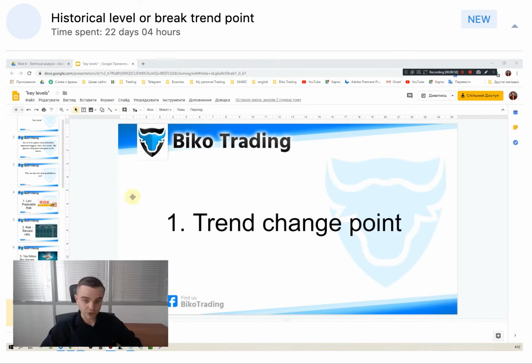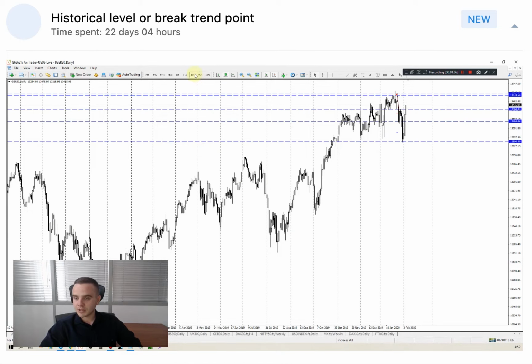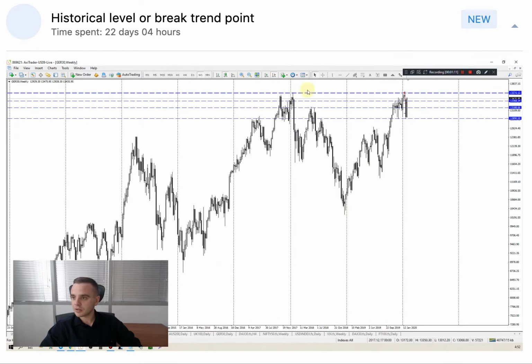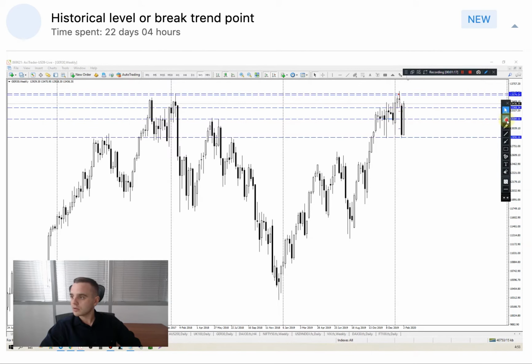It will be not useful. Trend change point. Let's start. Okay, first example will be on German DAX index. It's an example of an entry which I took a few days ago. Take a look here. Also, it's here.